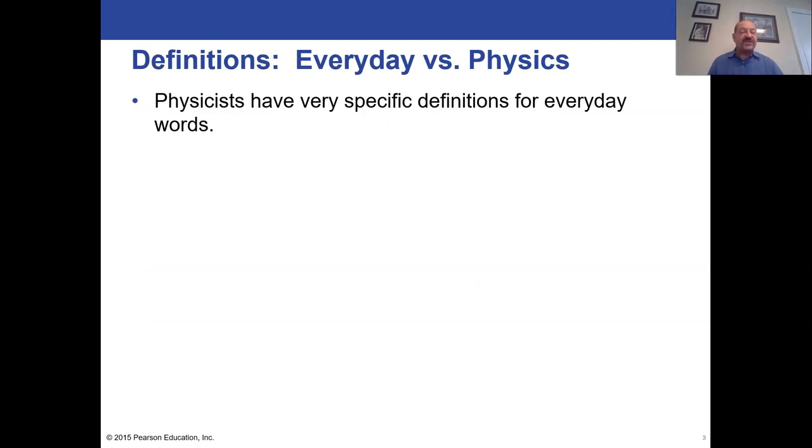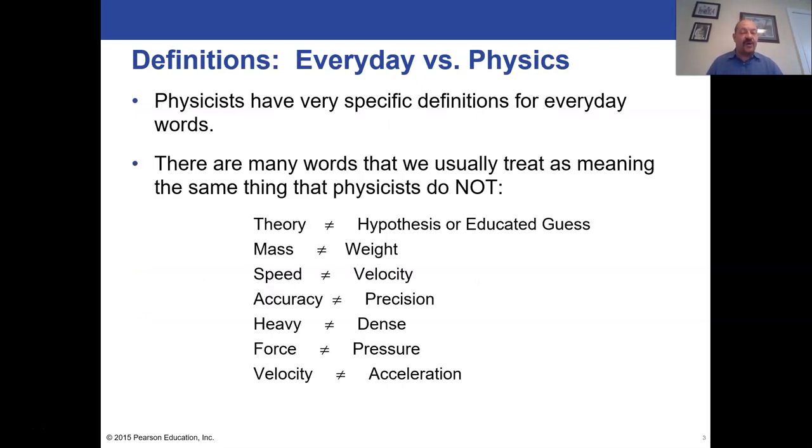Okay, so physicists have very specific definitions for everyday words. There are a lot of words that we use in everyday English that physicists will use in a slightly different manner. Physicists and scientists in general use the word theory and the word hypothesis in two very different ways. I'm not going to go through every one of these, but to a scientist, a hypothesis is an educated guess. A theory has been tested over and over again and is usually our best explanation of what's going on.